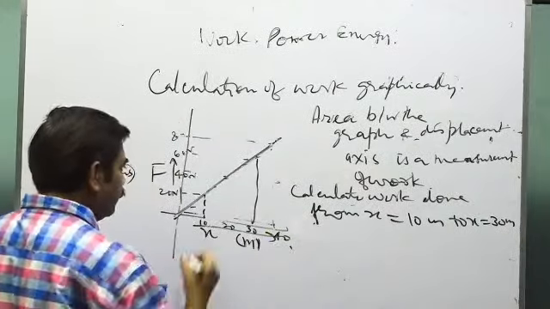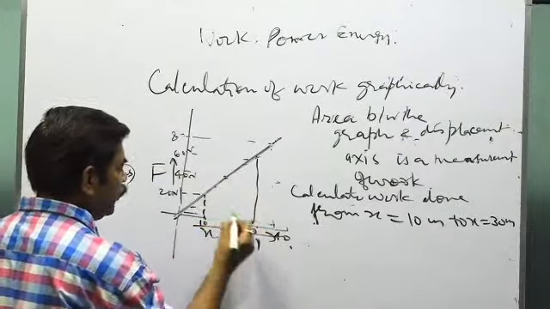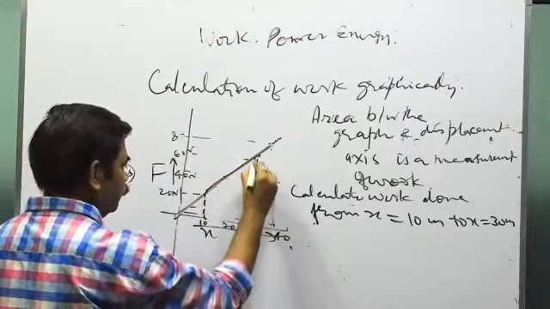You see what is the area between the graph and x equals to 10 meter to 30 meter. So what is this area? This complete area.